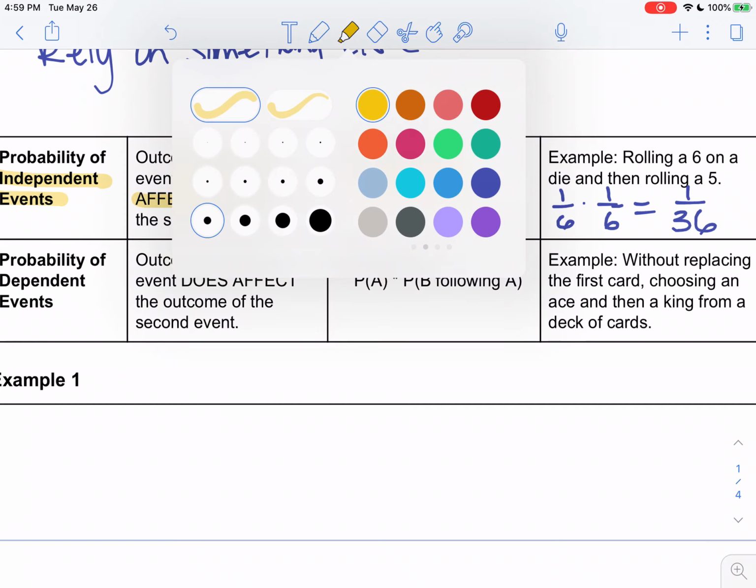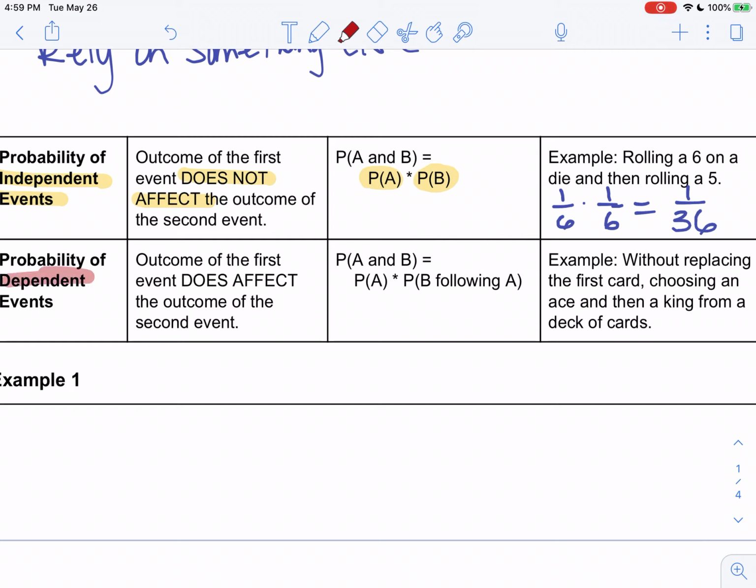Okay. The second type is the probability of dependent events, where the outcome of the first event does affect the outcome of the second event. So we take the probability of that original event and multiply it by the probability of whatever happened next. So the example is, without replacing the first card, choosing an ace and then a king from a deck of cards. Like I talked about in the previous video, a deck of cards has 52 cards, and we have 2 through 10, jack, queen, king, ace. Each of those has four different cards. And then we have the 4 suits: hearts, diamonds, spades, and clubs.